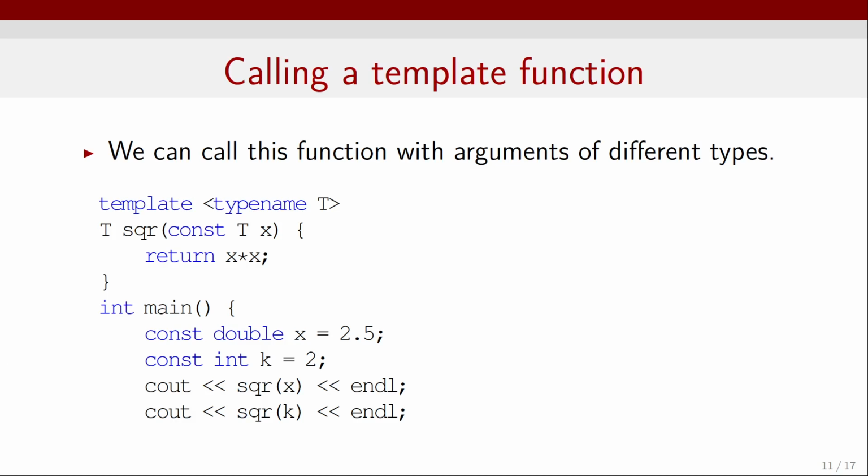Now, this template function can be called and it solves the problem we mentioned before. So we don't have to use overloaded functions anymore. In particular, we can call this function with arguments of different types. For example, here we have declared this template function square, and then we can call it when the argument is a double, like x = 2.5. We can also call it for an argument that's an integer, like k, which is equal to 2, and it will work correctly in both cases.